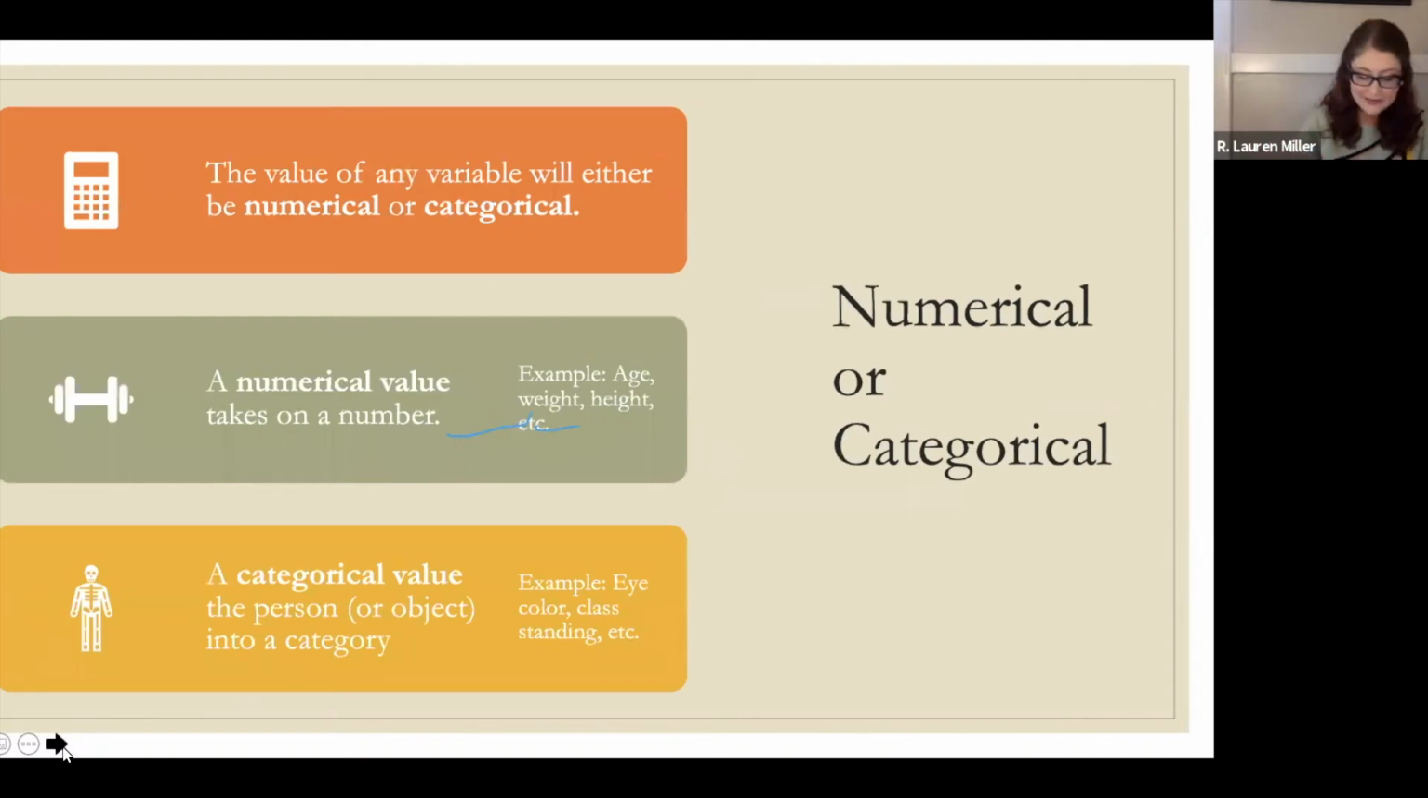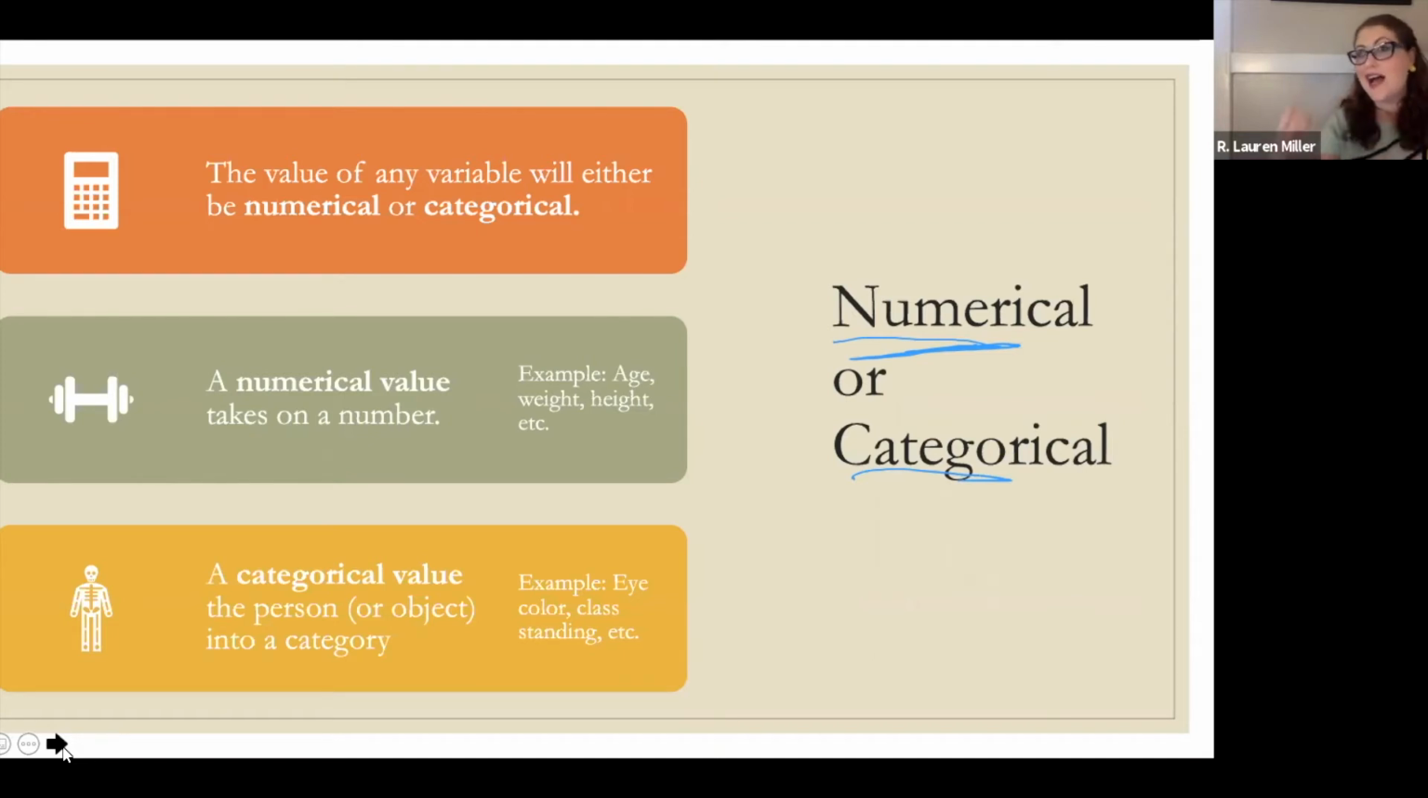So there are 2 different types of data. Well, kind of. So our data will break up into 2 categories. Our data is either going to be numerical or categorical. Numerical data, think of like number, right? The value of any variable that takes on a number is going to be numerical. Otherwise, it's categorical.